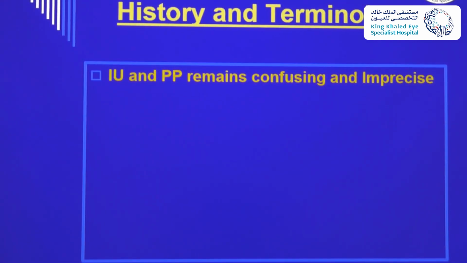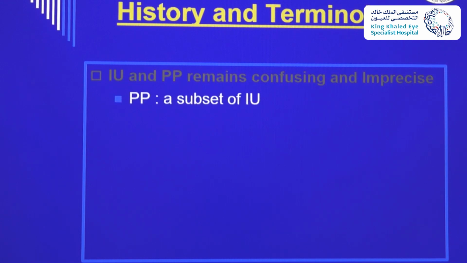Intermediate uveitis or pars planitis: these are two terms that remain confusing and imprecise. Pars planitis is a subset of intermediate uveitis. So take intermediate uveitis, and a subset of it is pars planitis. But usually we have to make sure that there is no underlying reason for the intermediate uveitis. If you have a reason, you cannot call it pars planitis.